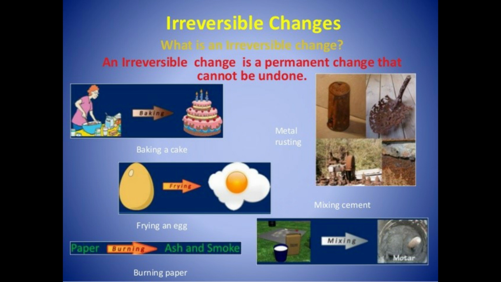It's changed permanently. Another really cool example over at the top right is rusting. Have you ever left a piece of metal outside, maybe a bicycle or a shovel or something, and when you come back you notice brown spots on the metal? That's a process called rusting. The exposure to oxygen and moisture causes the metal to rust.